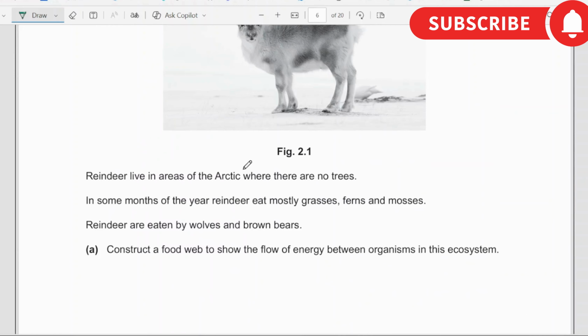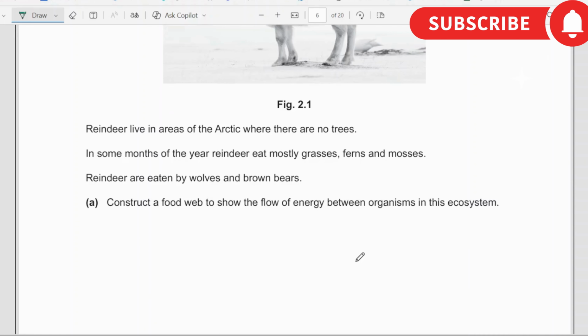The reindeer lives in the area of the Arctic where there are no trees. In some months of the year, the reindeer eat mostly grasses, ferns, and mosses. So these are not actually the actual plants, the ferns and mosses. These are, you can say, a few categories of plants. So these are very simple plants. Reindeer are eaten by wolves and brown bears. Construct a food web.